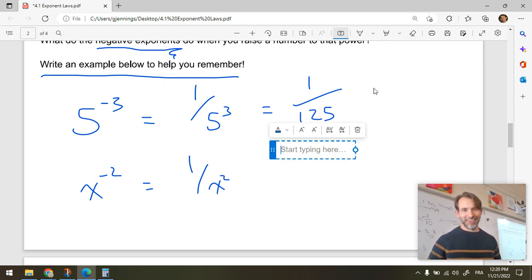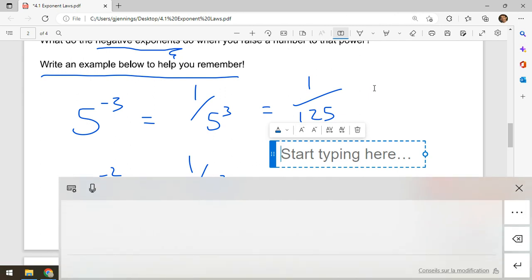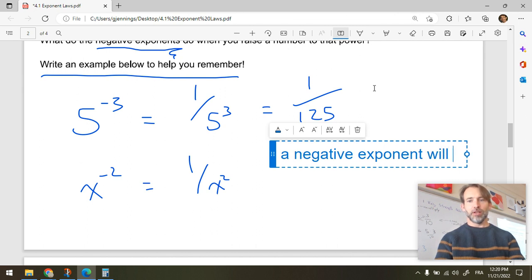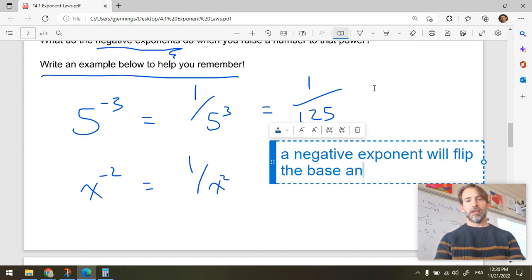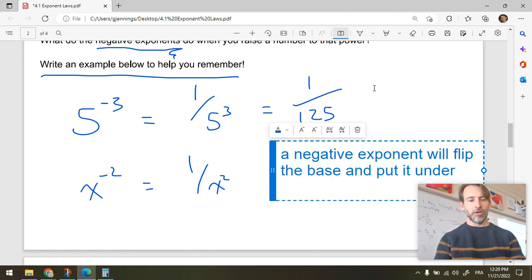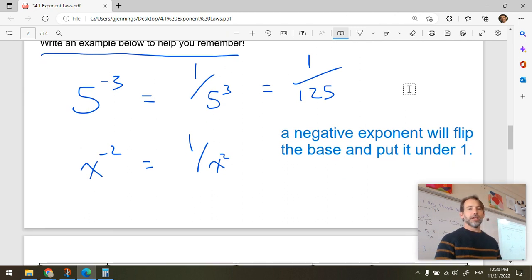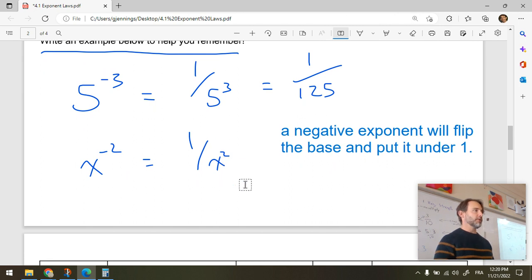This is what I would say. A negative exponent will flip the base and put it under 1. So that's one way that you could remember it. Put it under 1. If you have x to the negative 2, that's 1 over x squared. The reason is, well, we're going to look at this a little more on the next page.